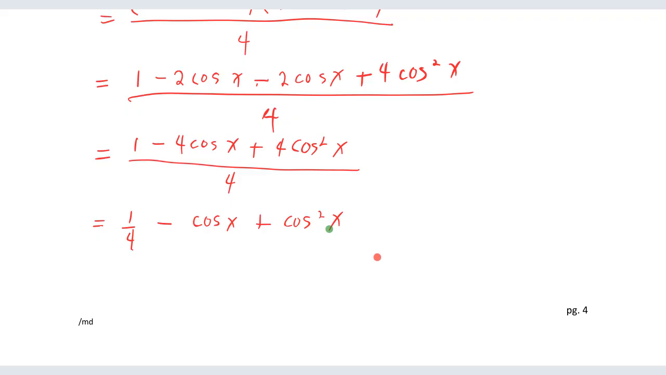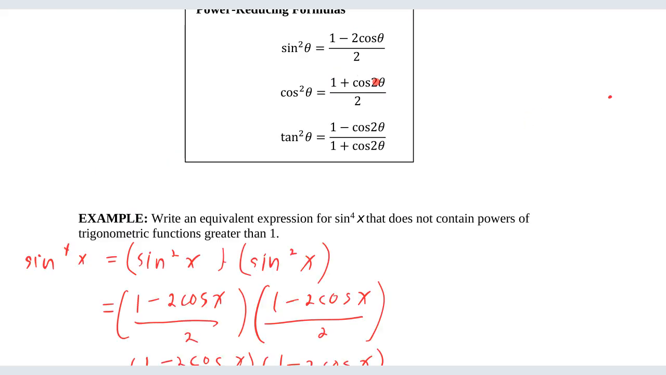Again, we still cannot say that this is our final answer, because our goal is to have those trigonometric function exponents be just simply 1. The problem here is that cosine squared x. What we want to do is, again, use the formula of the power reducing, and I am going to use this statement right here.